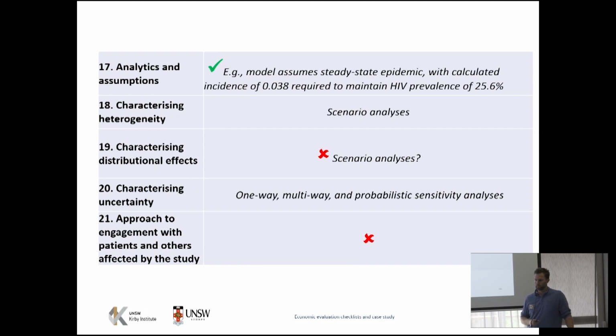Characterising distributional effects, so describing whether the effects were mainly seen in a smaller group of people or distributed across the whole population. They didn't really look at that, although you'd have to assume that a huge proportion of the benefit would be amongst those who didn't get HIV, which is a fairly small group of the 1,000 men. Characterising uncertainty, so they performed extensive sensitivity analyses. So tick for that. Approach to engagement with patients and others affected by the study, so they didn't do that at all. And like I said, that's a fairly new addition to the CHEERS checklist.